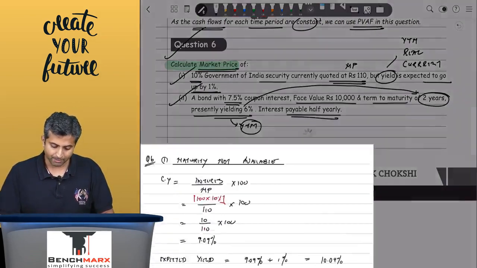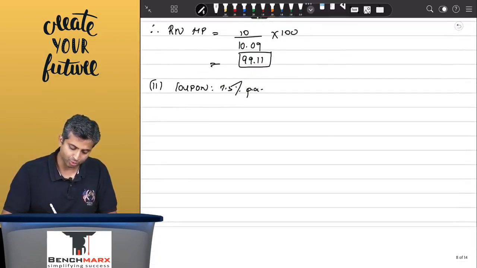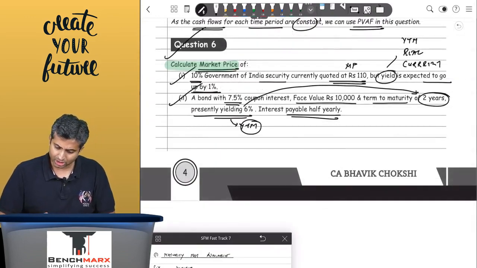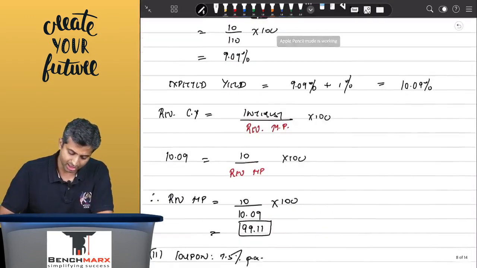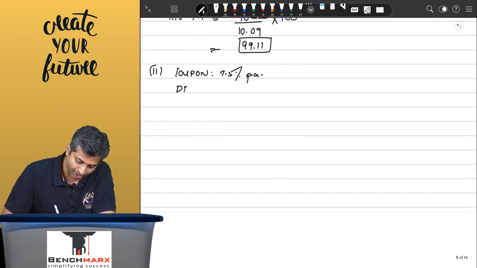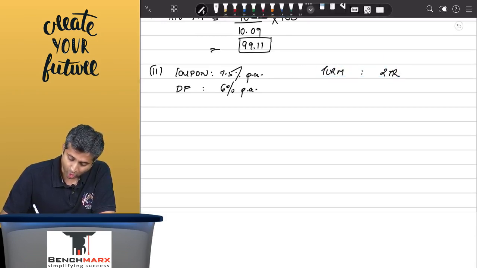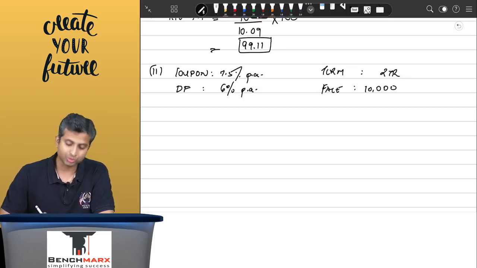So over here, a bond with a 7.5% coupon, unless given otherwise, this is percentage per annum. Face value is 10,000, term to maturity is 2 years, and yield, so over here, your discount factor is 6% per annum. The term of this bond is 2 years, and quite importantly, the face value is 10,000. Quite importantly, the interest is payable half yearly.